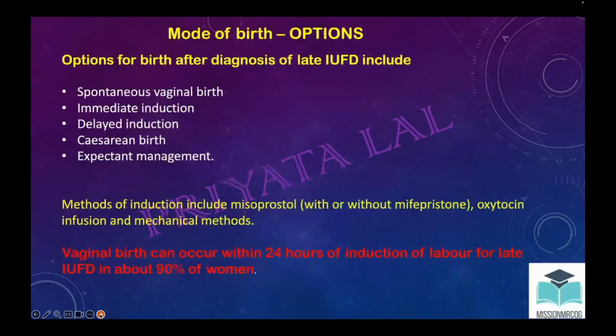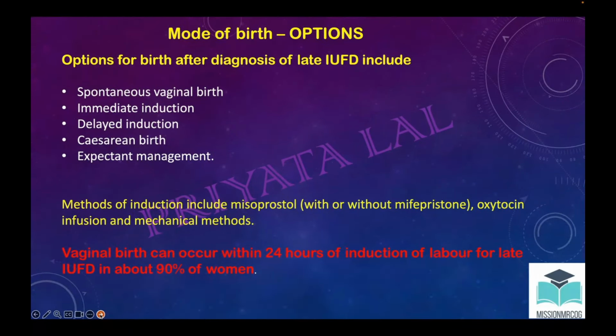Now, what are the mode of birth options that can be given? These are spontaneous vaginal birth, where they can wait for it, or immediate induction, or delayed induction, or cesarean section, or wait and watch. So these are the options as per your guideline. And what could be the method of induction? It includes misoprostol, with or without mifepristone, oxytocin infusion, and mechanical methods. So these are a couple of options that can be used.